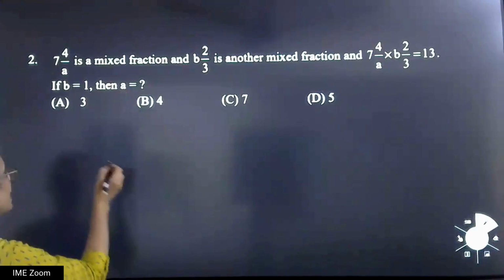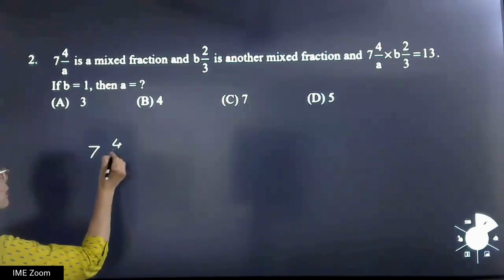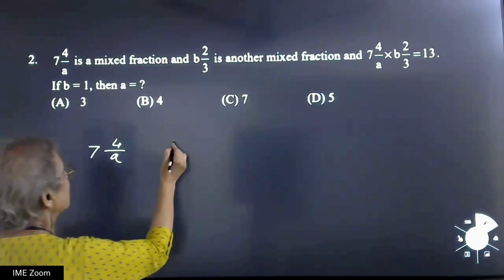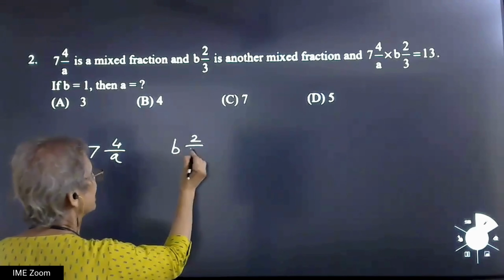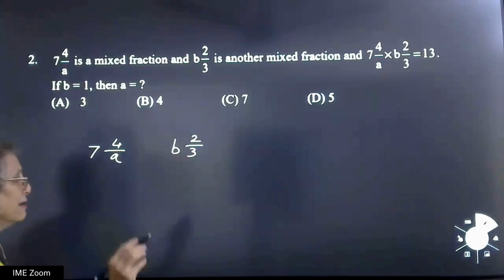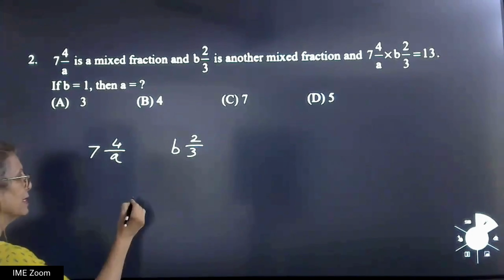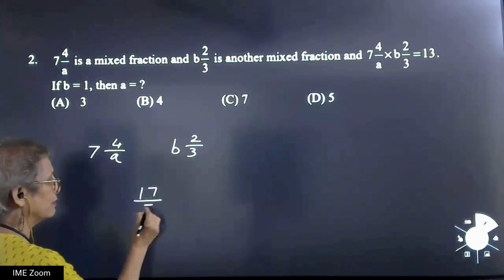Look here, this is a mixed fraction. 7 integer 4 upon a is a mixed fraction, and b integer 2. How is it read? See, I'm giving you one example. Before we start this sum, take one example. For example, it is 17 upon 5.